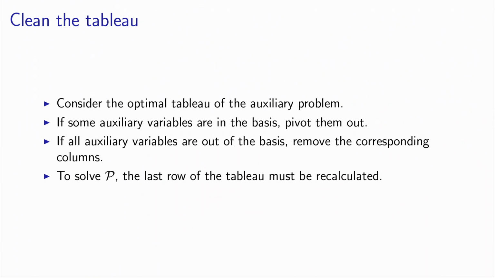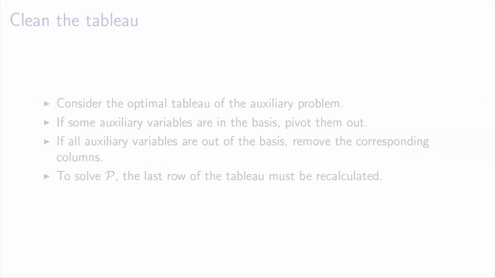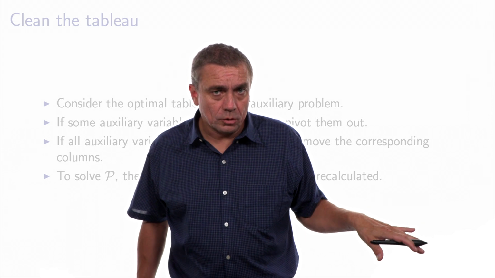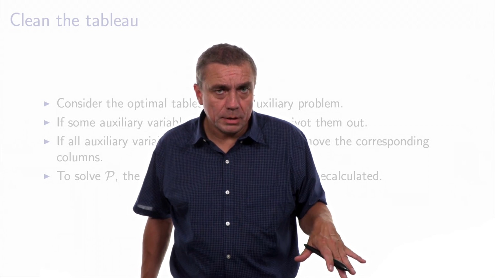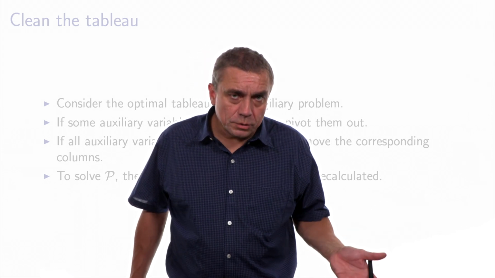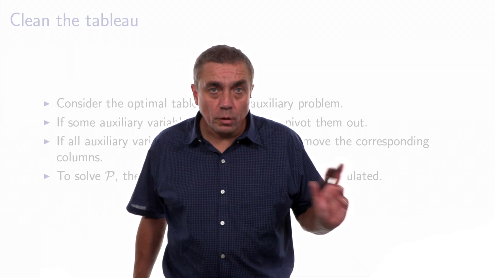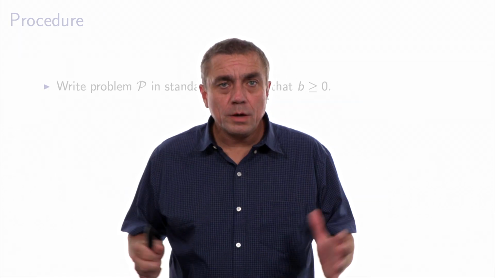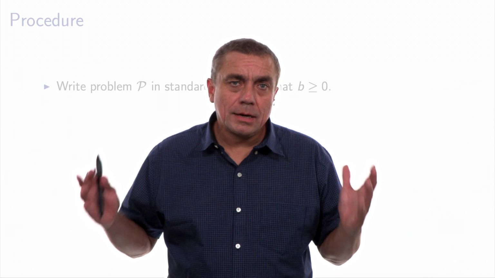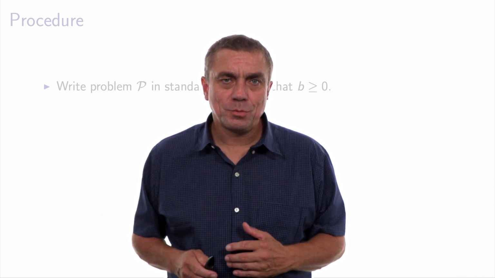And before you can solve the original problem P, the last row of the tableau must be recalculated. Indeed, for the auxiliary problem, the objective function of the original problem has been completely forgotten. So now we need to erase the last row, which has nothing to do with the original problem, and recalculate the reduced cost and the value of the objective function of the original problem. And now we have a complete algorithm to solve a linear optimization problem.